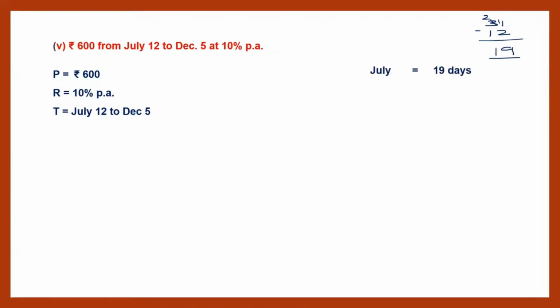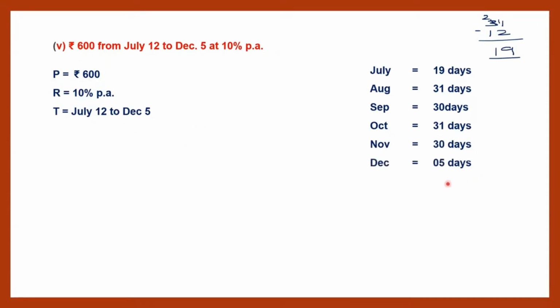So now we are going to go up to December 5th. So July we have 19 days. August 31 days. September 30 days. October 31 days, November 30 days. Now December is up to 5th, so December will be 5 days. So now that we have this, we need to find the total number of days. So let's write total number of days and we are going to add this up.